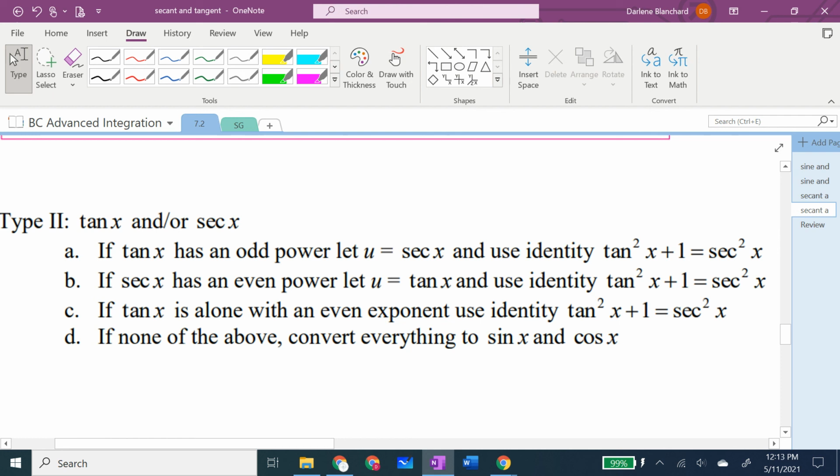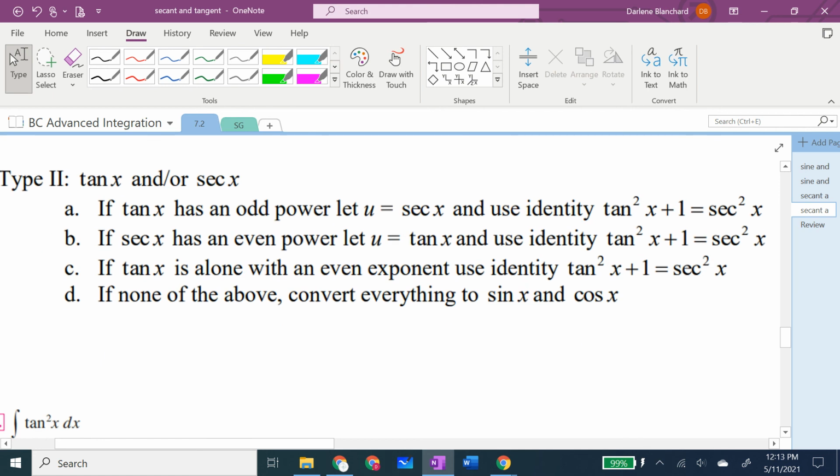what is secant in terms of one of those? Make sure you know your reciprocal trig identities. They are very, very important. So don't forget, secant is 1 over cosine, and cosecant is 1 over sine. So if all else fails, convert everybody to their sine cosine nature and see what you've got.